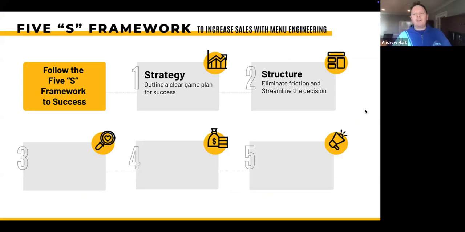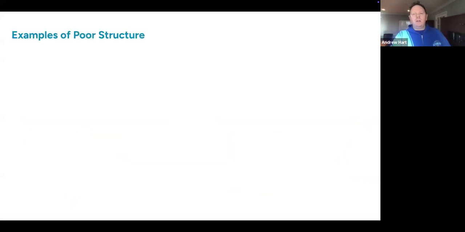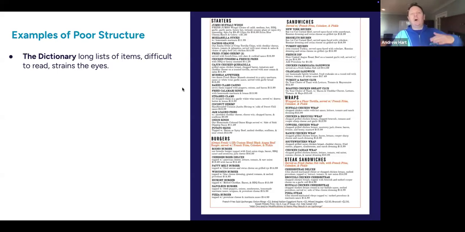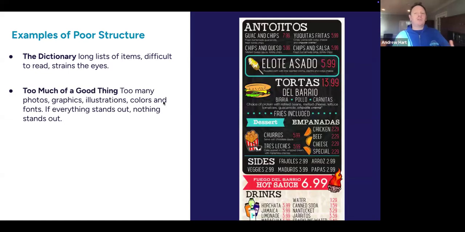We want to eliminate friction and streamline the decision. An example of poor structure is a menu that reads like a dictionary. It's got a long list of items, it's difficult to read, and it strains the eyes. This creates friction and can overwhelm the customer. Another thing we see a lot is too much of a good thing: too many photos, graphics, illustrations, colors, and fonts. If everything stands out, it's like the menu is yelling at the customer, and it can be overwhelming.